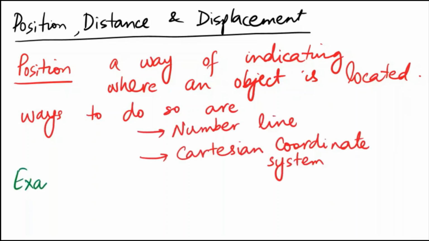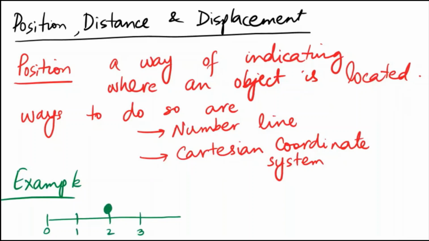So let's do an example. Line. It will be a line with numbers labeled on the line. And let's take an example of an object at the point 2. In this case, we'll label the position as 2 meters.